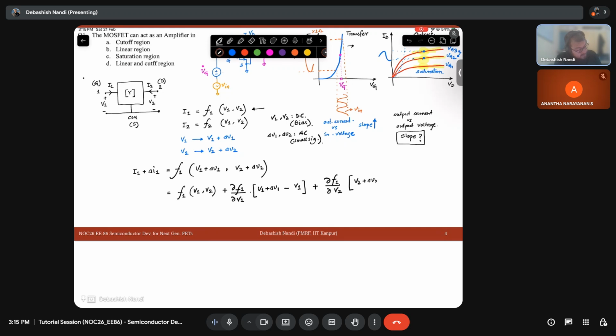(V2 plus delta V2 minus V2), then plus you will have the second derivative d2F1/dV1-squared times something, plus d2F1/dV2-squared times something, plus d2F1/dV1 dV2 times this, the cross product, and also higher order terms, provided that all these derivatives are calculated at the DC points.